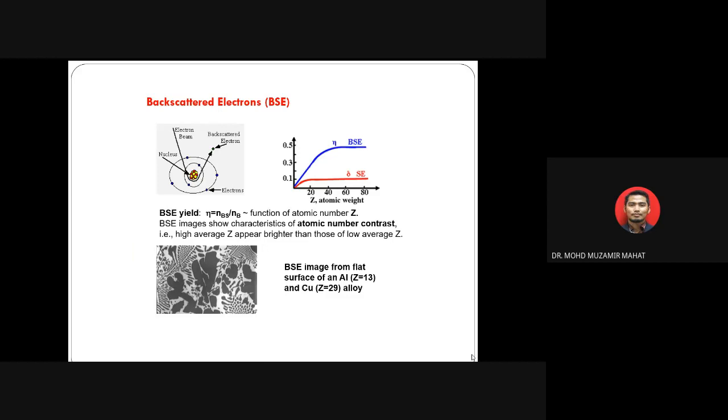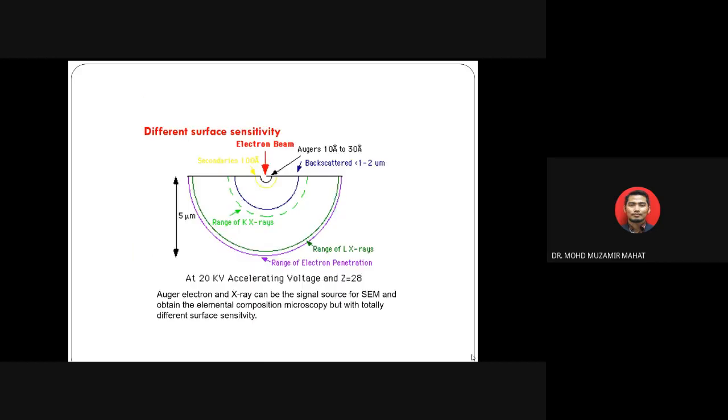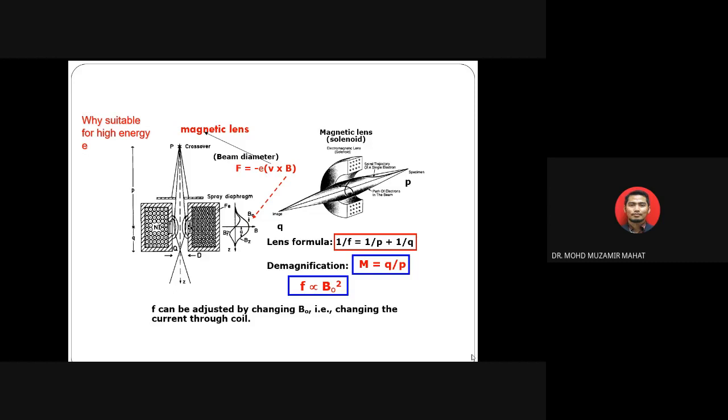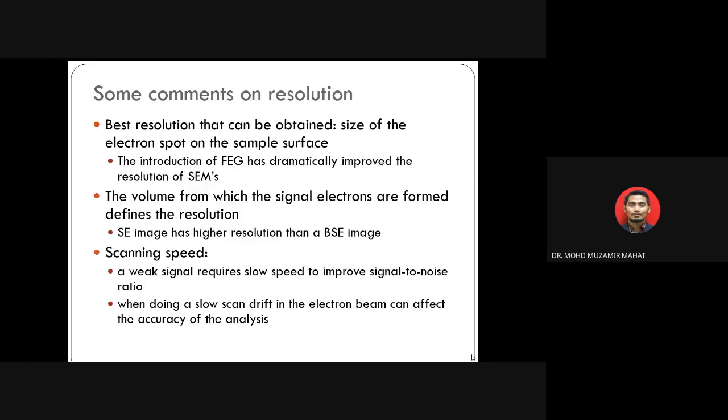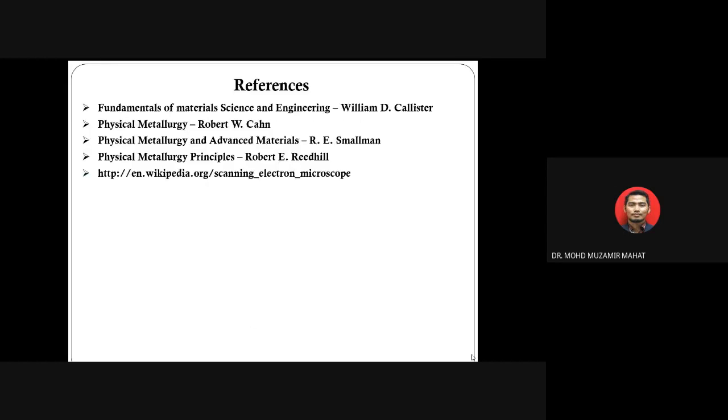Okay. This is the backscattered electron, with different surface sensitivity. We talked about this just now. It depends on the area of investigation and also the energy and response of the electrons onto the depth of one particular sample. This is some comment on the resolution. Hope you can understand it. You can read somewhere as well.